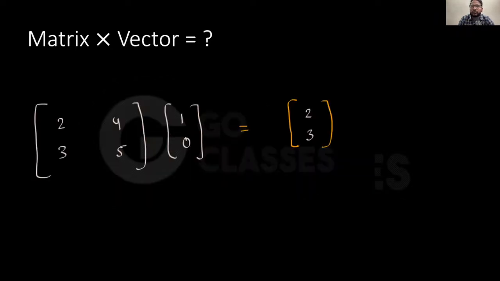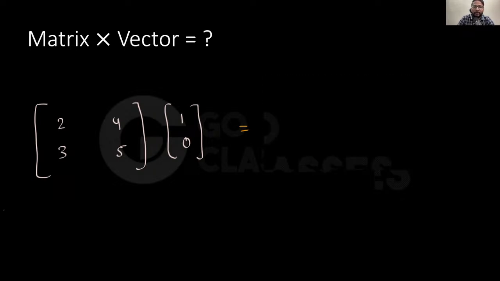Now let's see the most interesting topic, which is matrix into vector. How to multiply a matrix and a vector. So suppose I just ask you to multiply this matrix and this vector, then what will you do? Maybe you can multiply easily. How? You will say, let me multiply this particular row with this particular column, and let me get the answer.